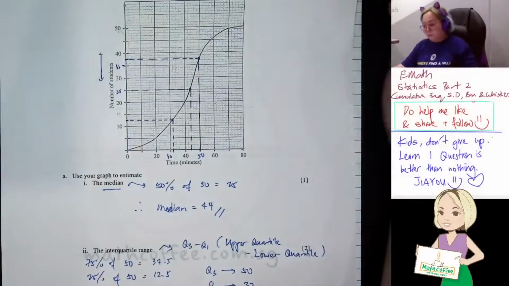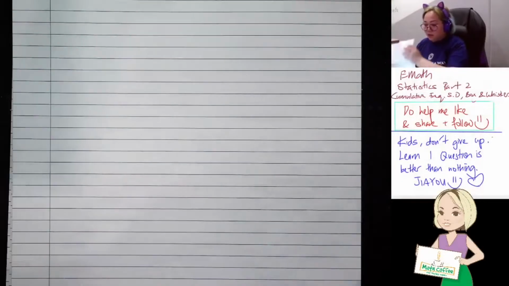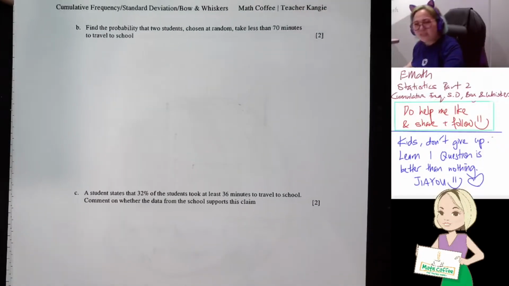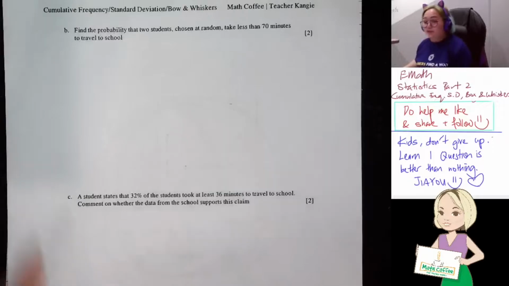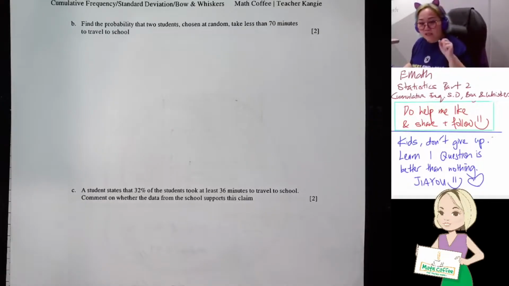Okay, so now let's take a look at part B. Okay, EMath is elementary, my English sucks. Okay, elementary mathematics in Singapore. It's a compulsory mathematics subject in Singapore.